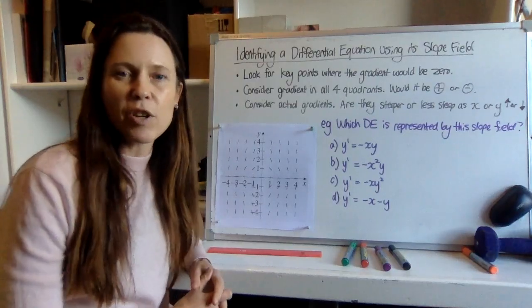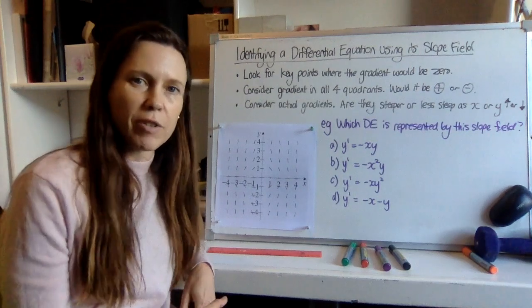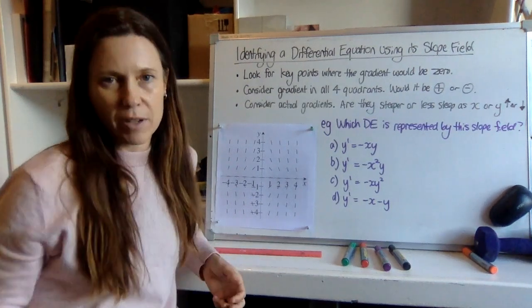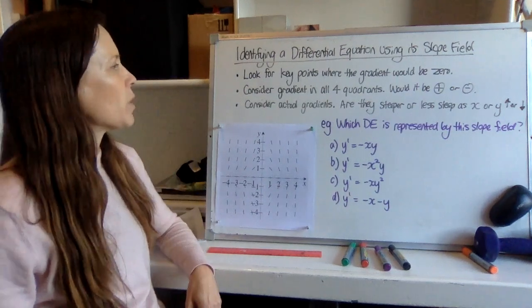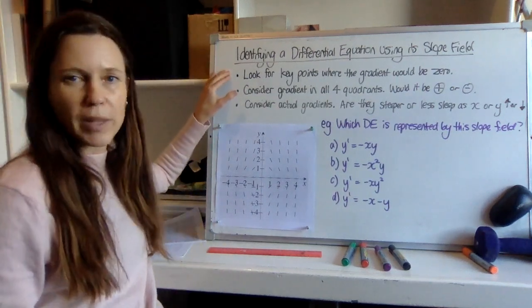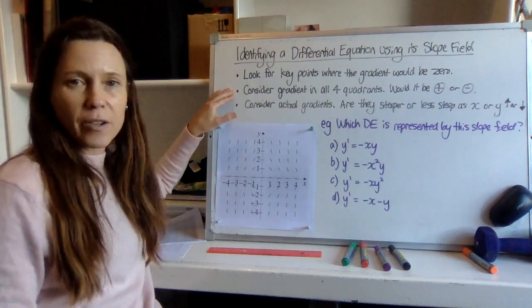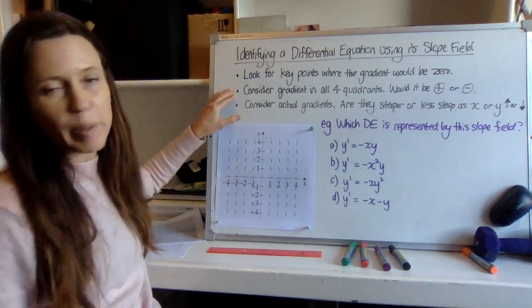So we've learnt how to draw a slope field from a given differential equation, but can we identify a differential equation given a slope field? Well, there's a few things that you'd want to look out for. Look out for key points where the gradient might be 0 on your slope field. Consider the gradient in all 4 quadrants. Would it be positive or negative?